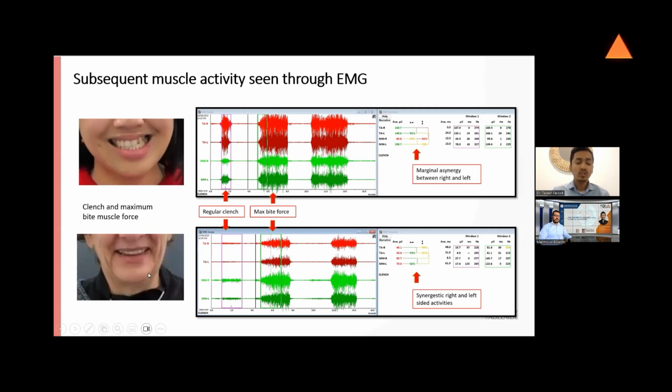And if I were to compare it with an older participant, but who has, say, a normal occlusion or a balanced occlusion, you will see that the synergy between the right and left sides are pretty consistent. Even if the muscles on the temporalis and the masseters are weaker on one side over the other, it's still consistent. There is no asynergy.